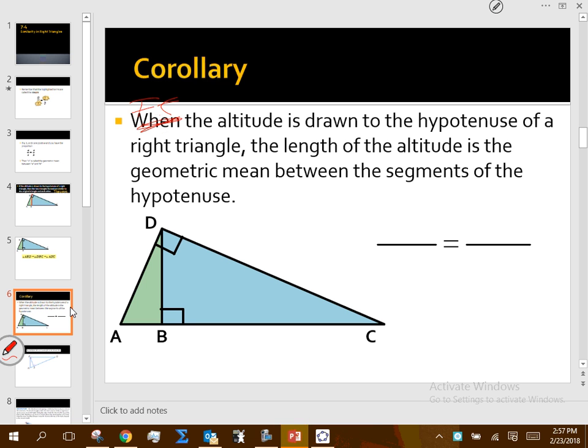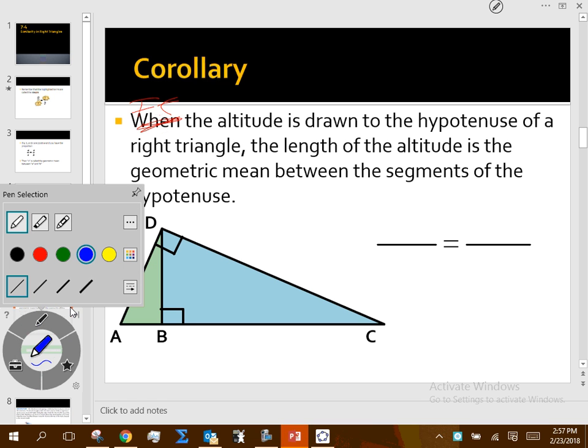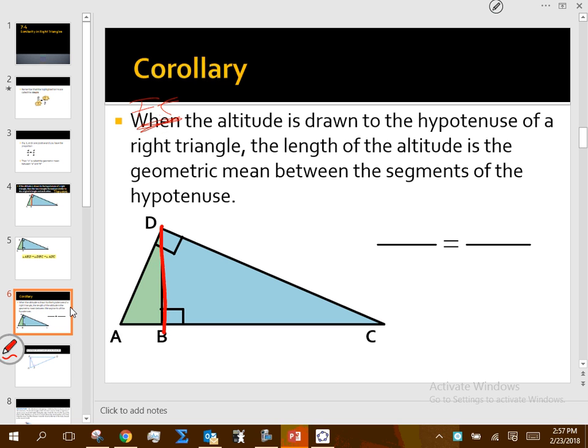It says the length of the altitude is the geometric mean. Well, the altitude, what would you call the altitude here? What letters are the altitude? Yeah, DB. Okay? Saying that altitude is the geometric mean. So DB should go there, and it should go there.